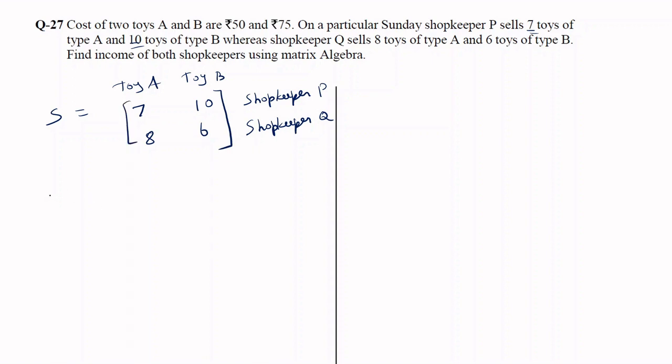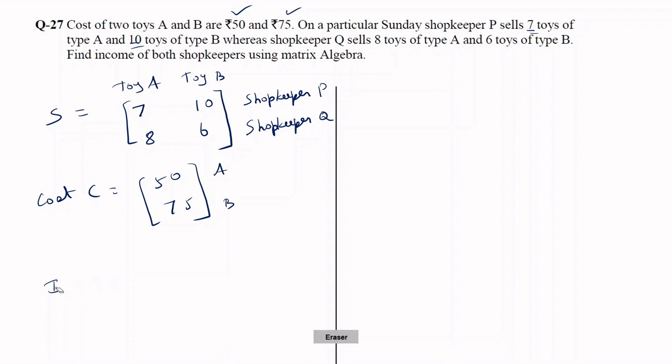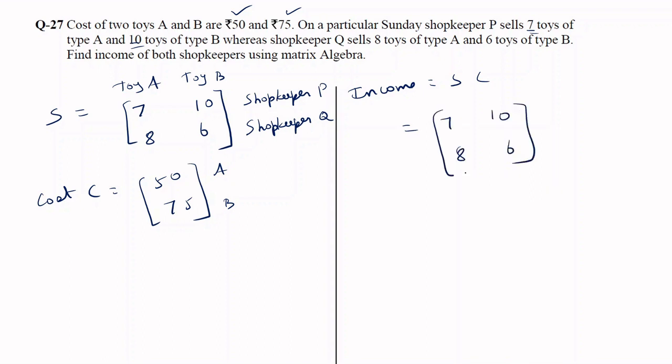And next we have the cost matrix, which is given by 50 and 75, 50 and 75 for A and B. This is for A and this is for B. So the income is given by S into C, which is [7, 10; 8, 6] into [50; 75].